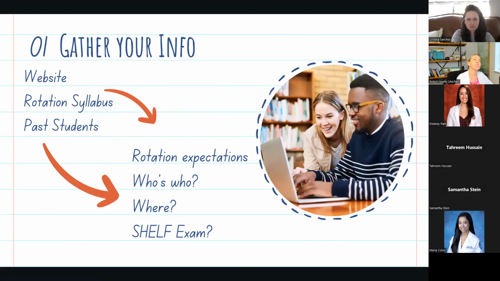Okay, so we'll come back to these, but I want to give you a chance to look at that. So gather your info. It sounds a little strange, but each rotation, each residency, each hospital, and each clerkship will have a little bit of a different flavor. So gather your info from their website, the rotation syllabus, and past students, anyone who's rotated there before. Some clerkships you will be paired up with a resident and you will be presenting directly to the resident the whole time. Some clerkships you'll be teamed, and then some clerkships like ours, you're paired with an attending. So it's different and it's okay.